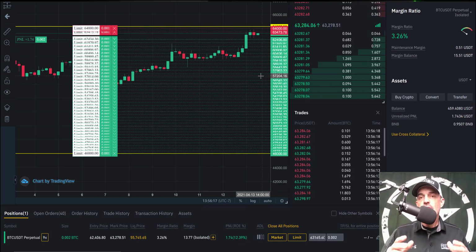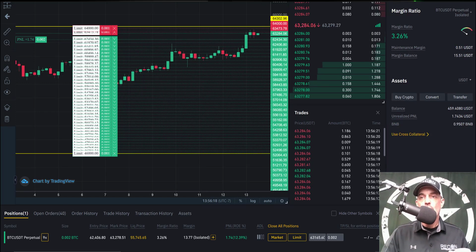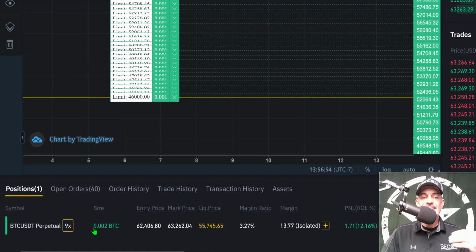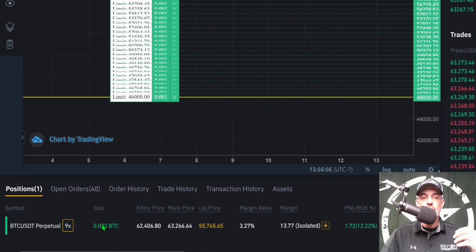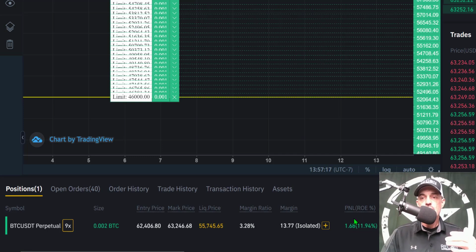All right, so that's enough jaw-jacking. Let's get to the actual results. So as you can see, I still have two open positions in BTC on the long side. The fact that they're in green means they're long. And you can see I have unrealized profit of $1.70 on those two positions.